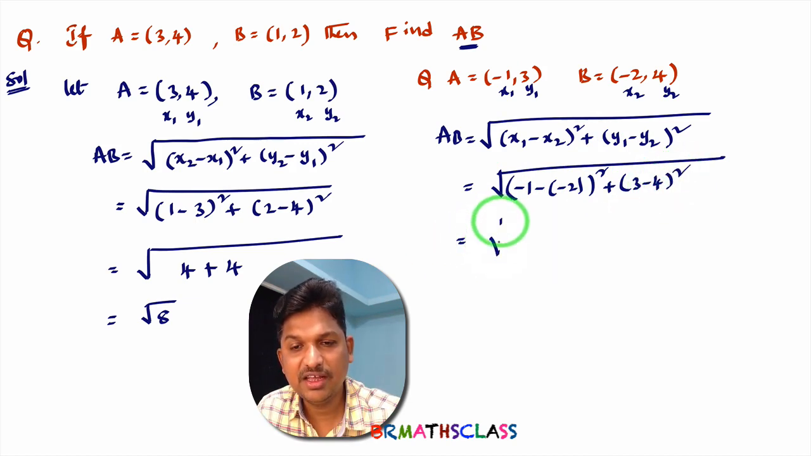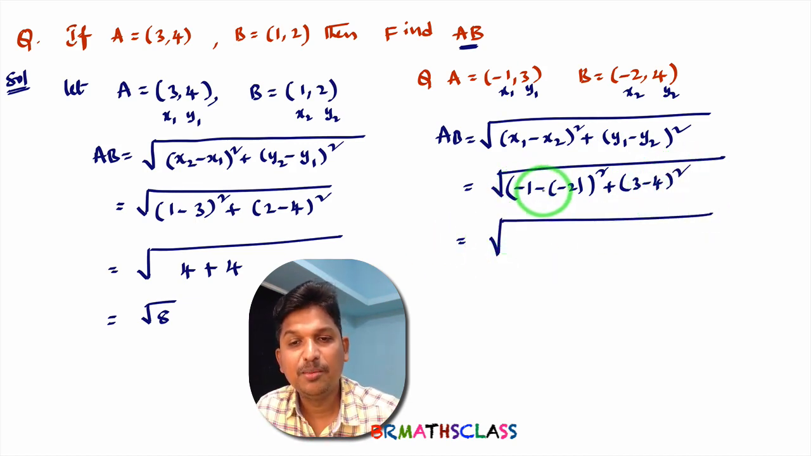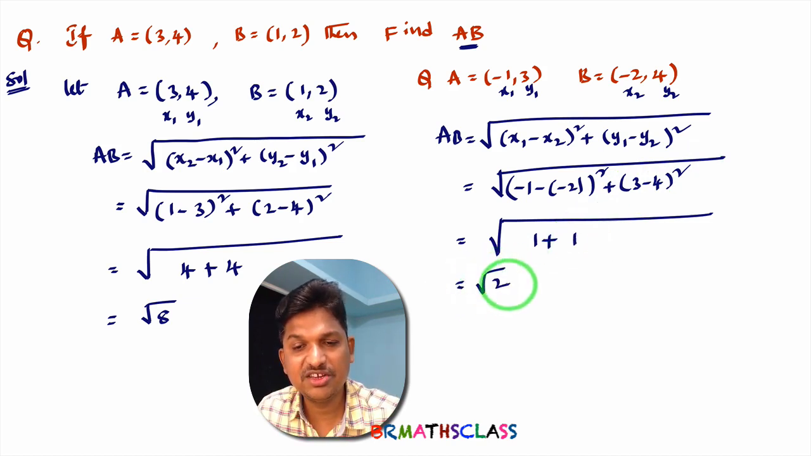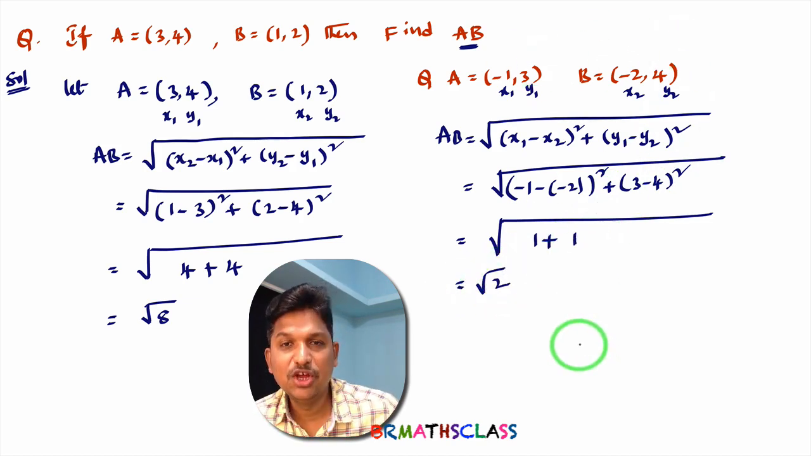Okay, that equal to square root of, see, minus of minus plus. Minus 1 plus 2. You look here, minus 1 plus 2 is 1. 1 square is 1 only. Plus 3 minus 4. 3 minus 4 is minus 1. Minus 1 whole square is plus 1 only. So what you will get here, distance between these 2 points is root 2.